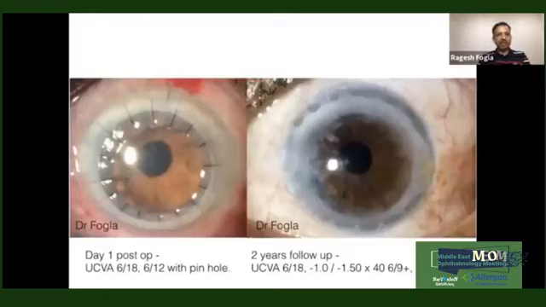This is how it looked in the early post-operative period. He had uncorrected vision of about 6/18, improving to 6/12 with pinhole. And at 2 years, you can see that the vision is maintained, and with a correction of -1 with -1.5, he was able to see 6/9 plus.